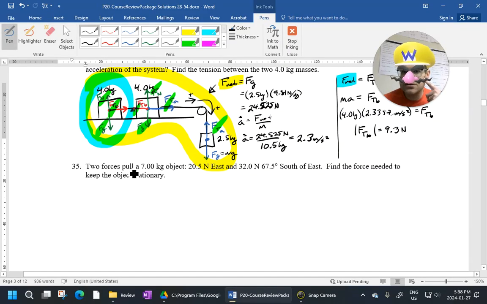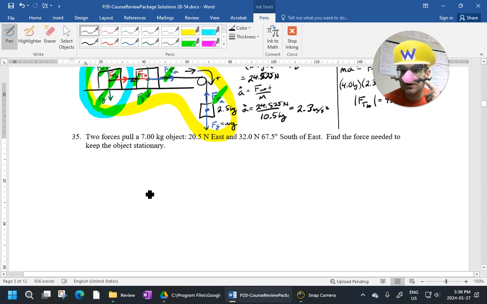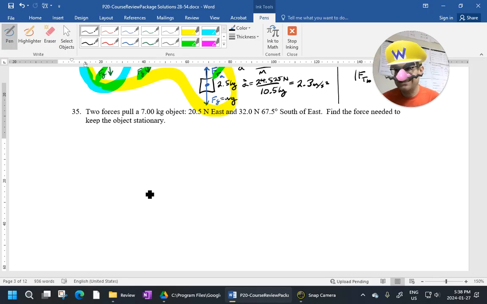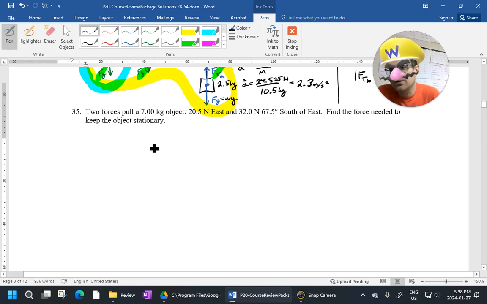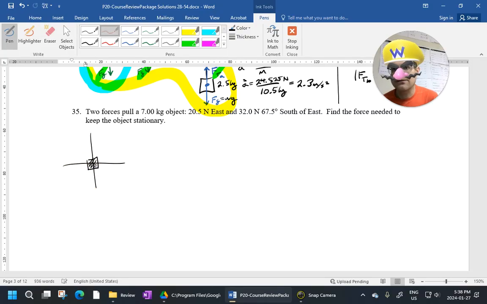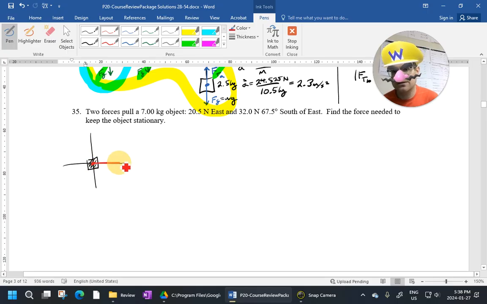Okay, so two forces pull on a box. What's the F net required to keep it stationary? So I was looking for that equilibrium, that force that's going to make it stay still, right? We don't know what it is. I can kind of draw what the picture looks like. So we've got this box here in the middle. We have a force that's pulling east. It just looks like it's pulling directly east.